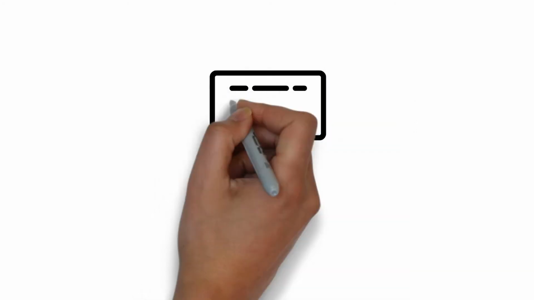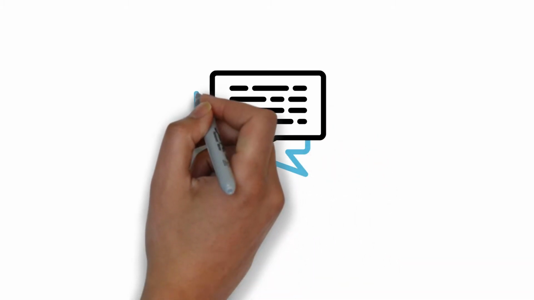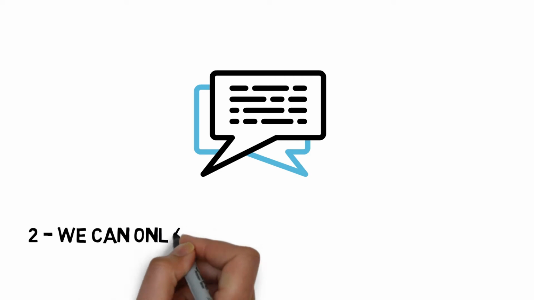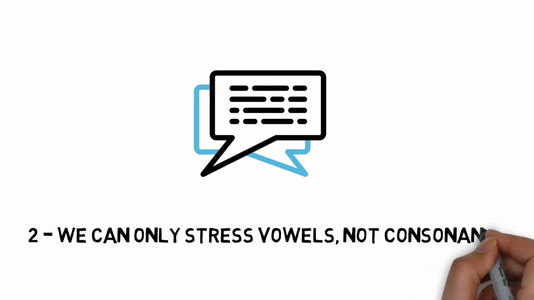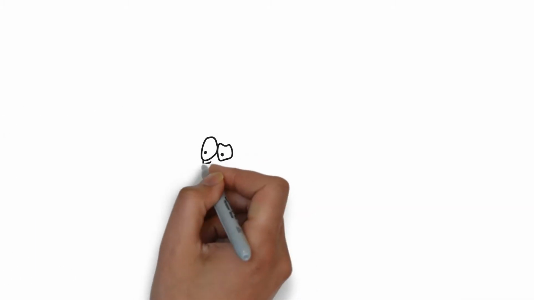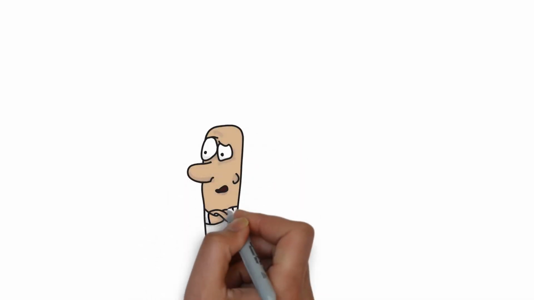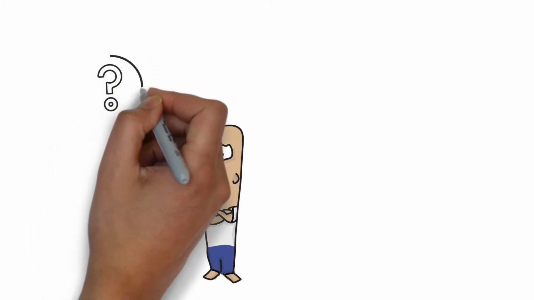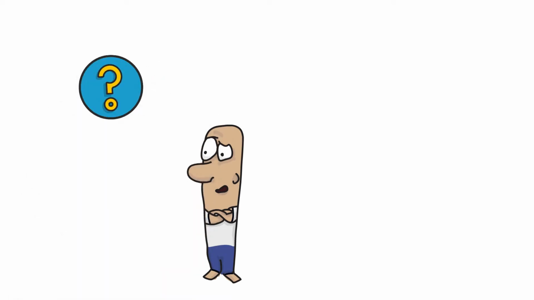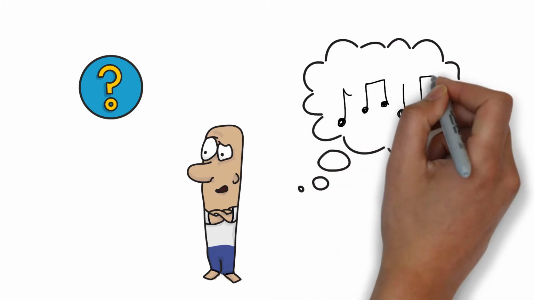It is true that there can be a secondary stress in some words, but a secondary stress is much smaller than the main or primary stress, and it is only used in long words. Number two, we can only stress vowels, not consonants. There are some more rather complicated rules that can help you understand where to put the stress, but do not rely on them too much, because there are many exceptions. It is better to try to feel the music of the language and add the stress naturally.